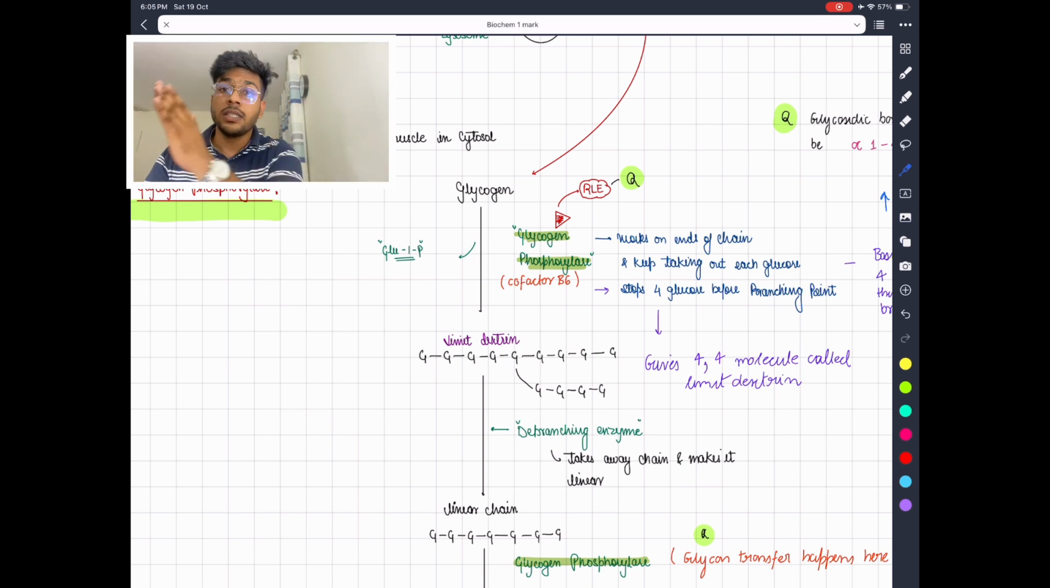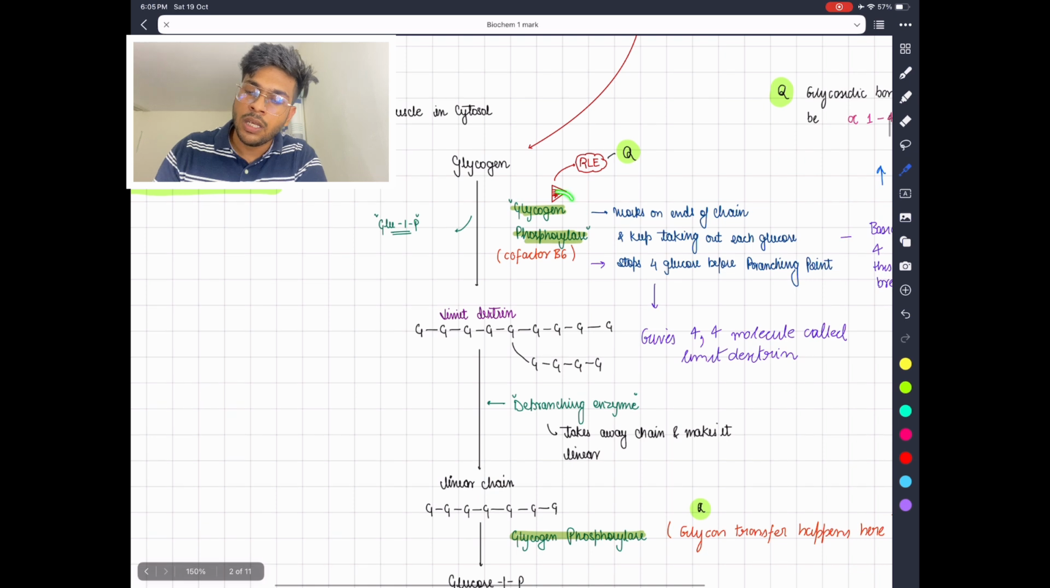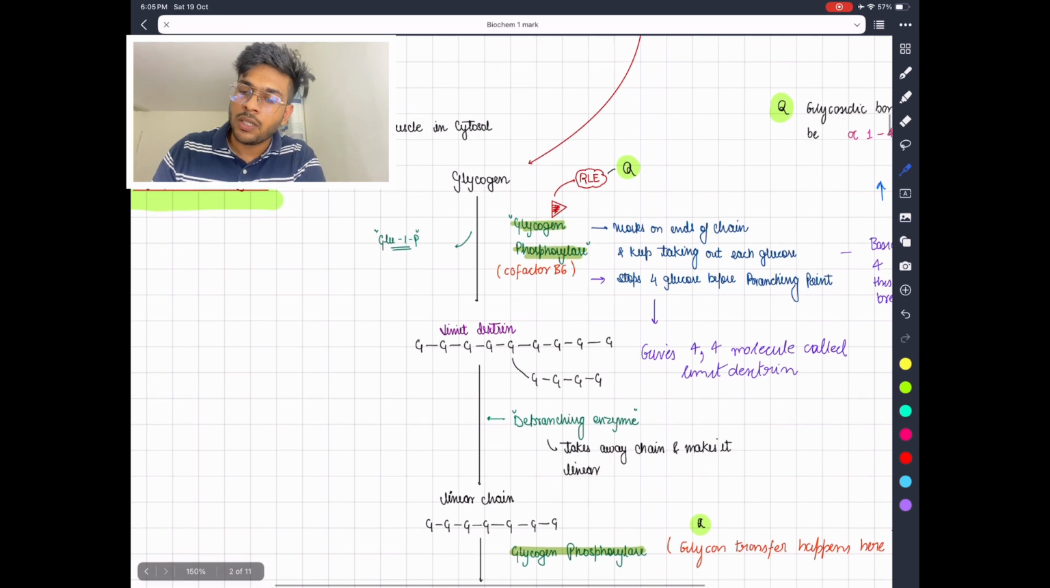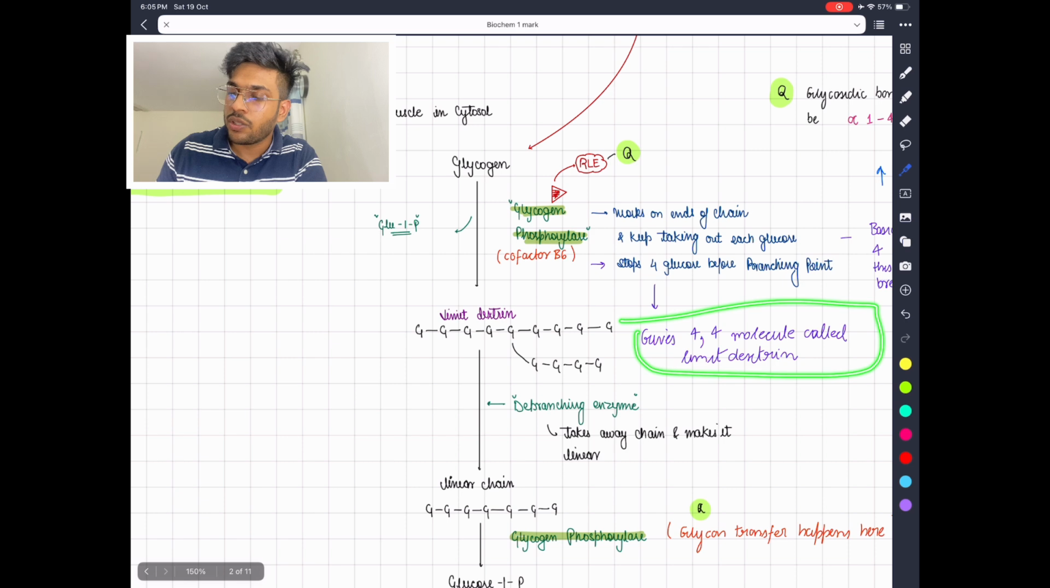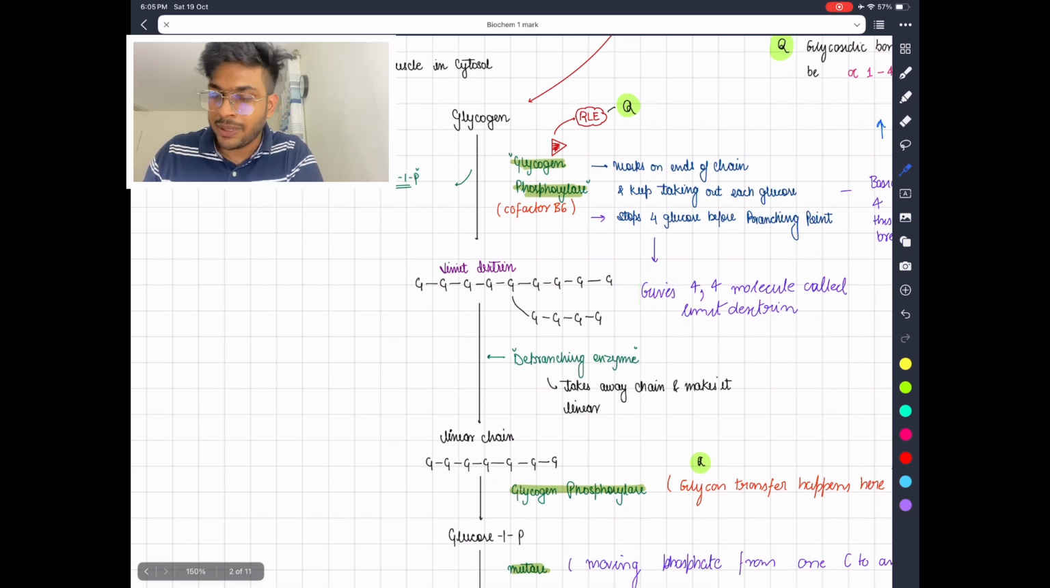It is not able to fully convert the whole branch thing into a linear chain. It doesn't do that. So this one basically will play that role, and the molecule which will be formed is called limit dextrin. If you see 1, 2, 3, 4, and there is a branch over here, it gives a 4,4 molecule called limit dextrin.